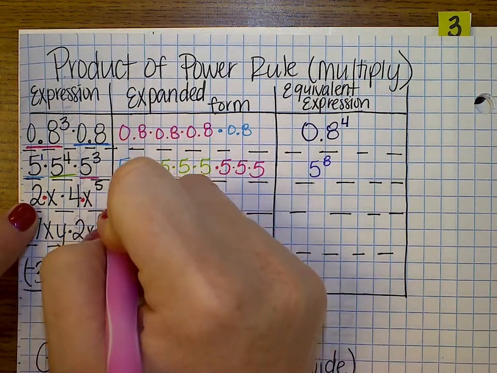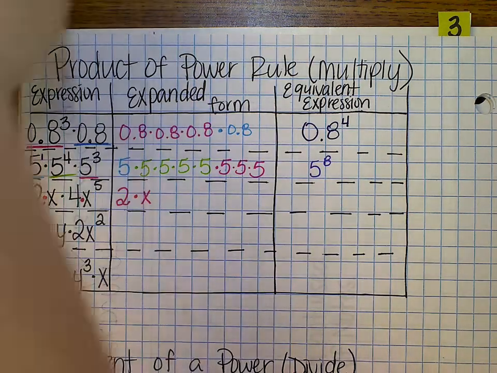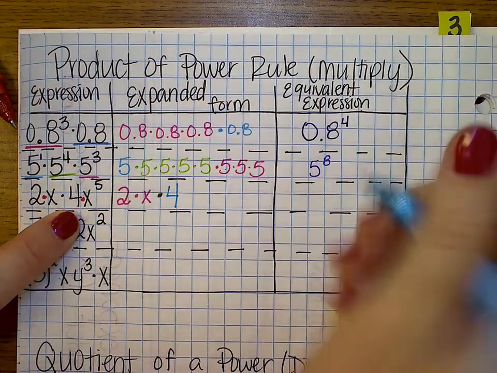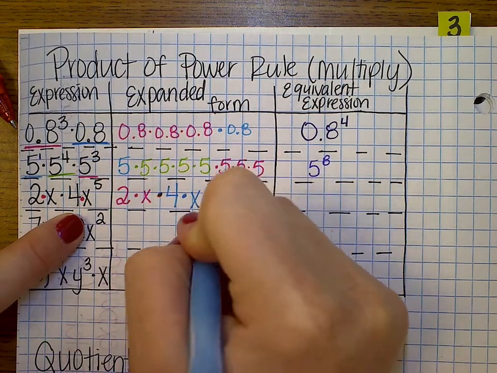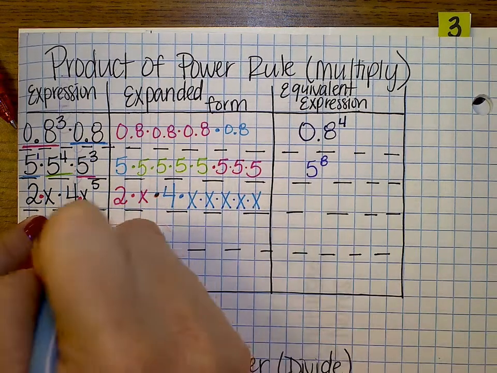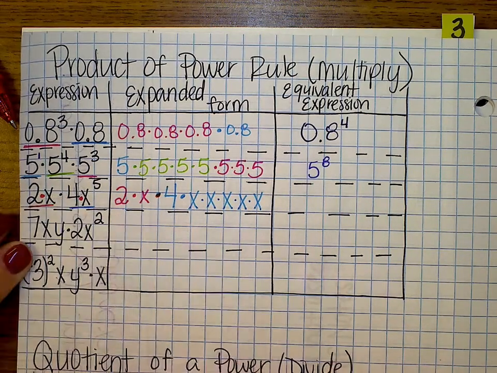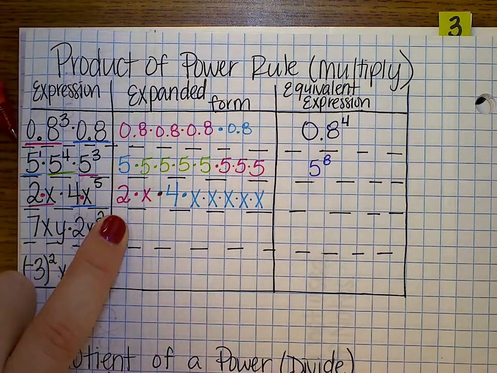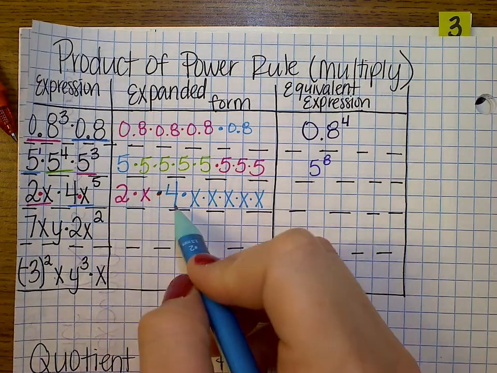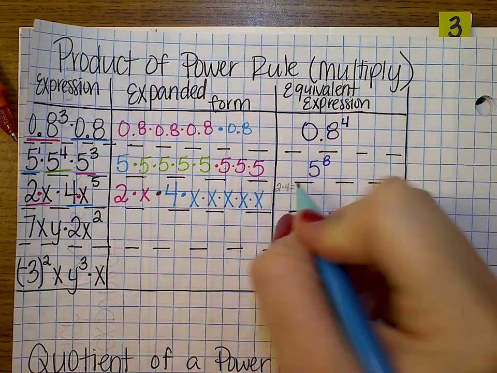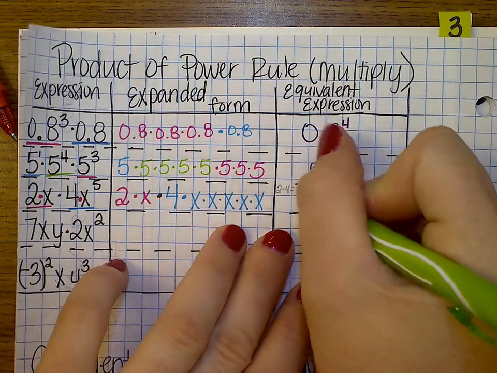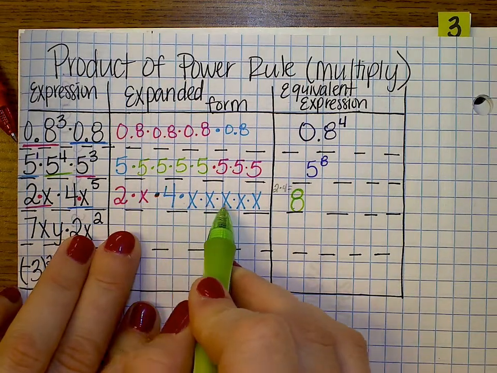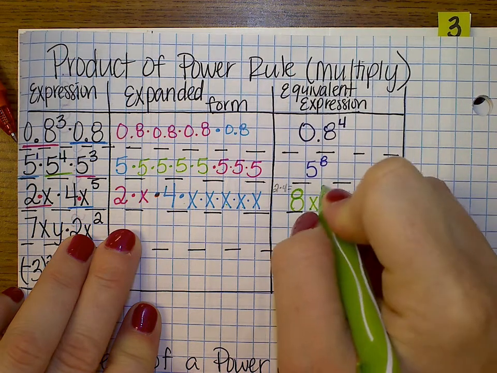So I have 2 times x, then I have times 4, and then I have x to the 5th. So 1, 2, 3, 4, 5. So this information is right there, and that information is right there. Now when you do this, you want to write the numbers together and then the variables. It's always numbers first. So then 2 times 4 equals 8. And then I have 1, 2, 3, 4, 5, 6 x's. So x to the 6th.